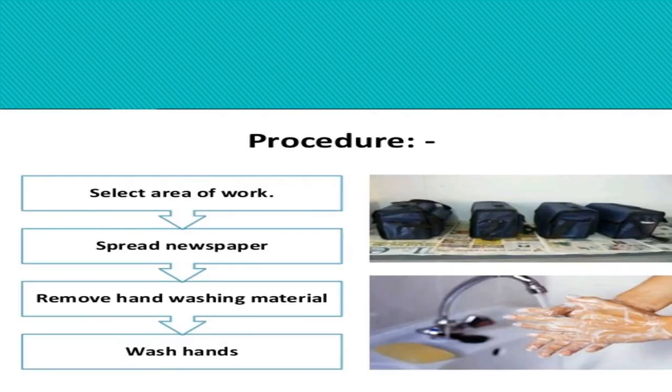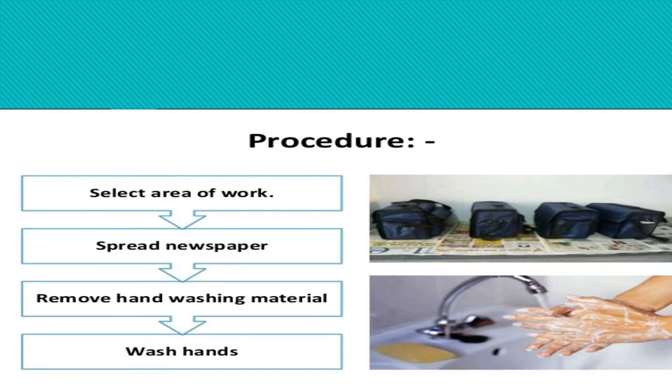Now let's discuss the procedure. The first step of your procedure is to select the area of your work. So how are you going to select your area? You have to select an area which should be dry and clean, and it should be out of reach of children and other pet animals.